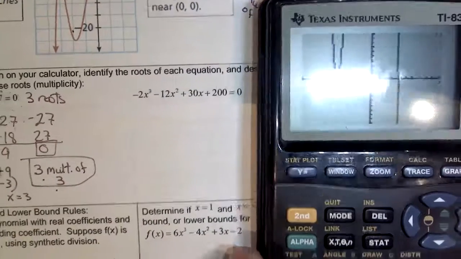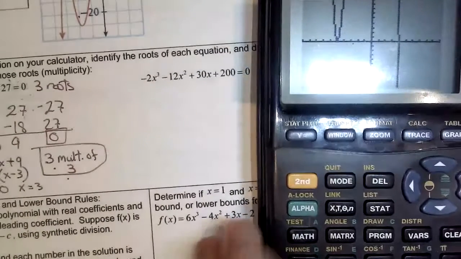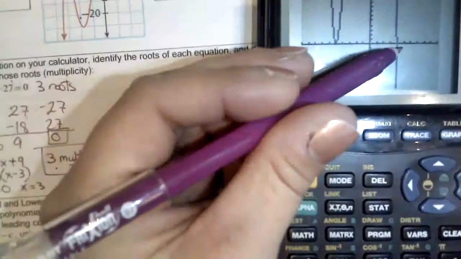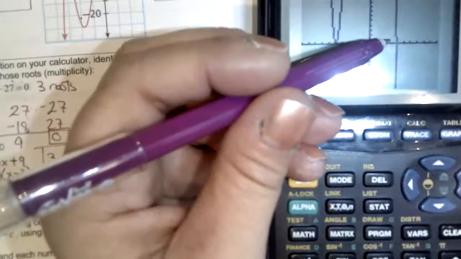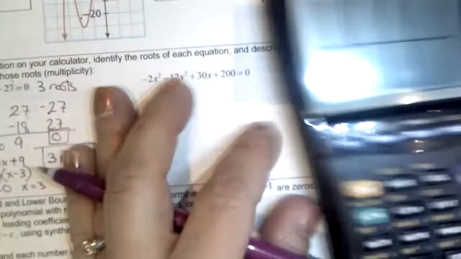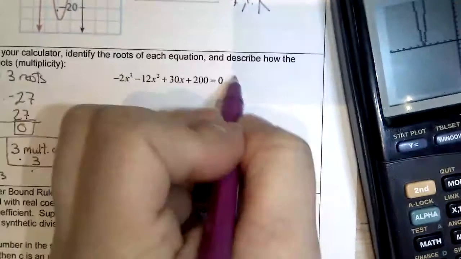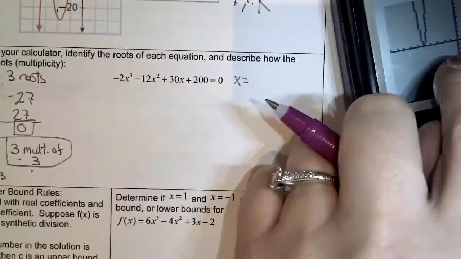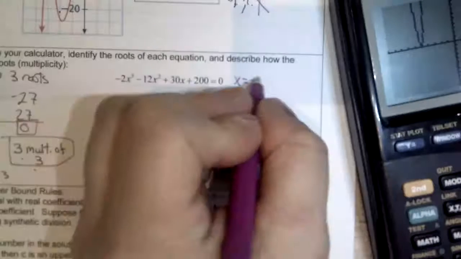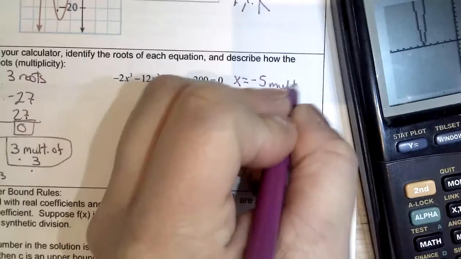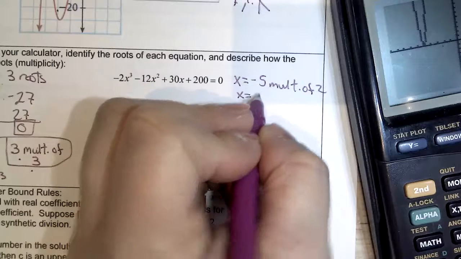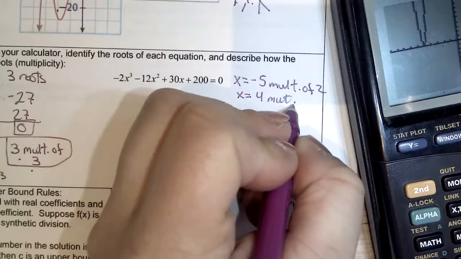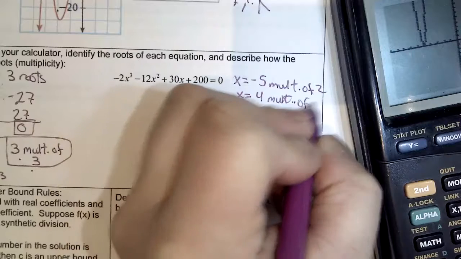So looking at this graph, we can see that it bounces off here and it goes through there. So it looks like this is going to be a multiplicity of 2 because it bounces off, and this is going to be a multiplicity of 1. So it looks like our answers for this are x equals 1, 2, 3, 4, 5, negative 5 with a multiplicity of 2, and x equals 4 with a multiplicity of 1.